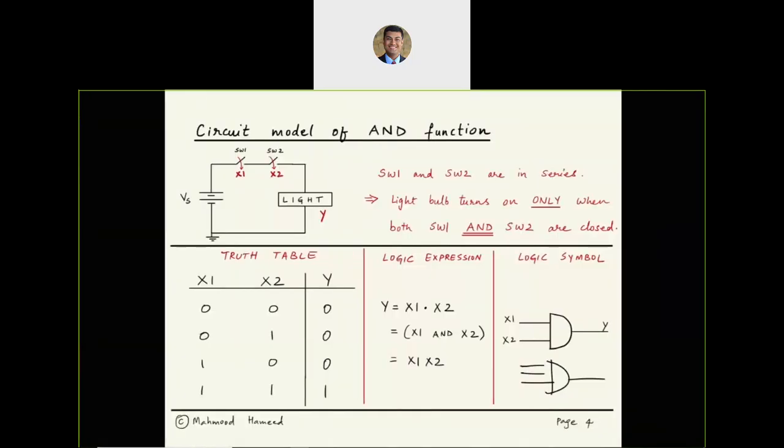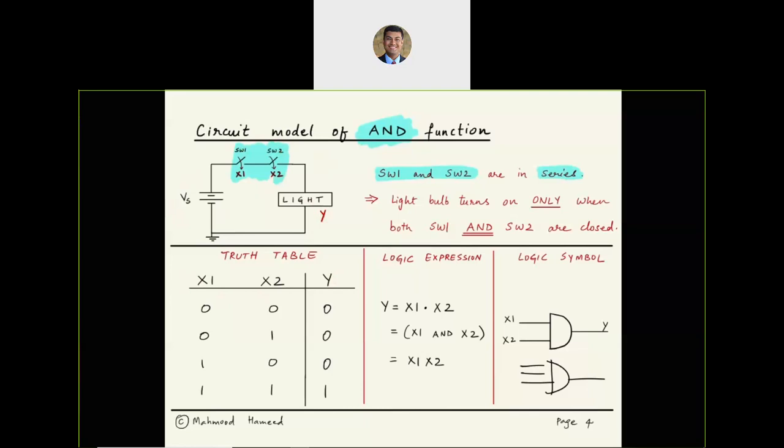All right. Let us talk about an AND function. Both switches have to be closed in order for the light to turn on. For AND functionality, you need the switches in series. The keyword here is series in order for the light to turn on. Over here we are representing x1 and x2 as the state of the switches. Y is representing the state of the light bulb. We still have a voltage source. That's our circuit model of the AND function.